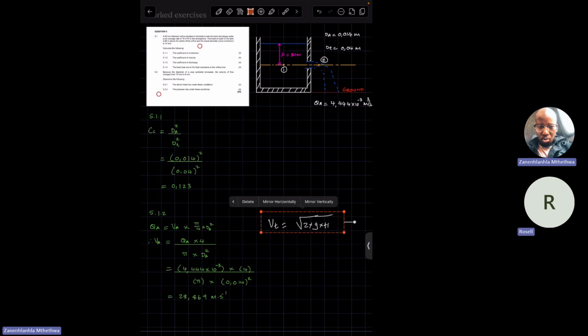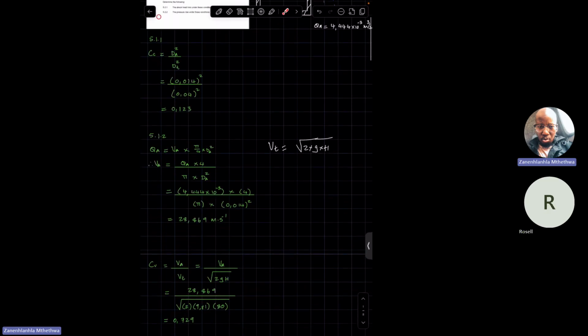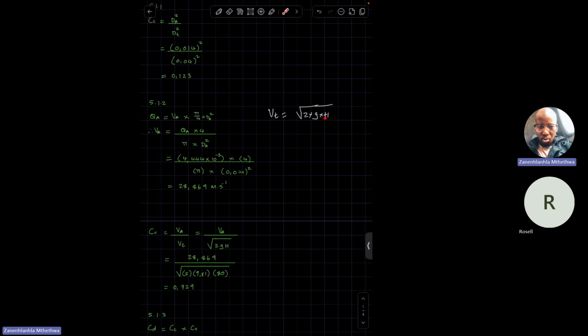For the VT, it's the square root of 2 times G times H. Yeah, so what about us? Okay, no, I'm just making sure. I thought it's HHG. I'm just getting confused a little bit, but I see now. Okay, yeah, right. So this is the standard formula for calculating VT. It's the square root of 2GH, right?